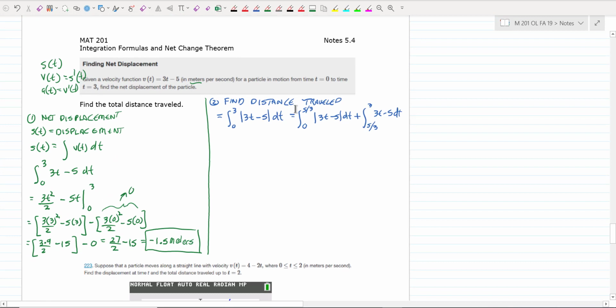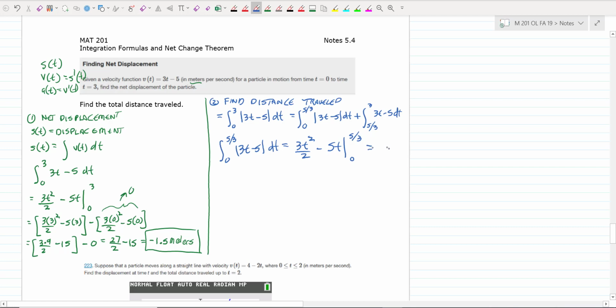So we're going to start off by splitting this up into two parts. First of all, I'm going to work on the integral from 0 to 5/3 of |3t minus 5| dt. Now, if it's an absolute value, you're still just going to do the antiderivative. So that antiderivative is 3t squared over 2 minus 5t. We're going to evaluate that from 0 to 5/3, but you're going to get a negative answer, so you need to use a positive on that.